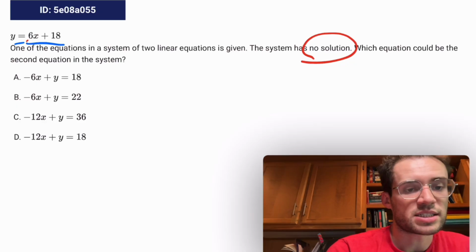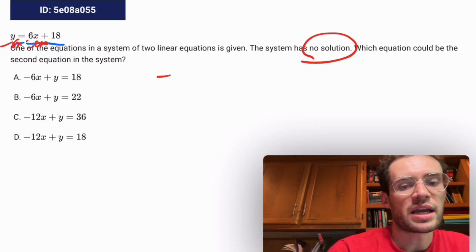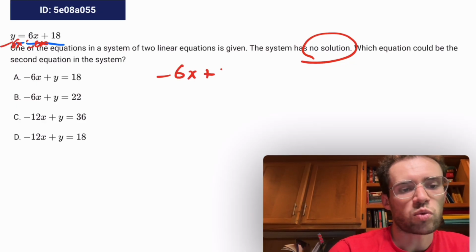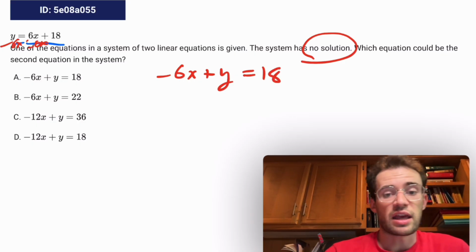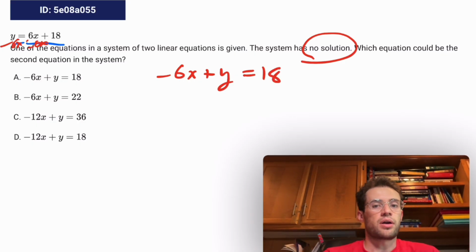Now, what we could do is convert this original one into standard form. So you could subtract 6x from both sides. That gives you negative 6x plus y equals 18. All right, so this is equivalent to the equation they gave us. And then we could use that to compare, right?